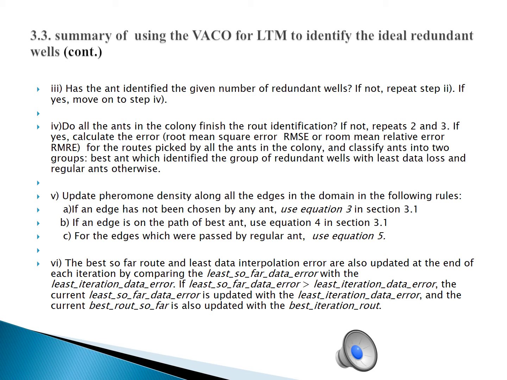6. The best so far route and least data interpolation error are also updated at the end of each iteration by comparing the least so far data error with the least iteration data error. If the least so far data error is greater than the least iteration data error, the current least so far data error is updated with the least iteration data error, and the current best route so far is also updated with the best iteration route.